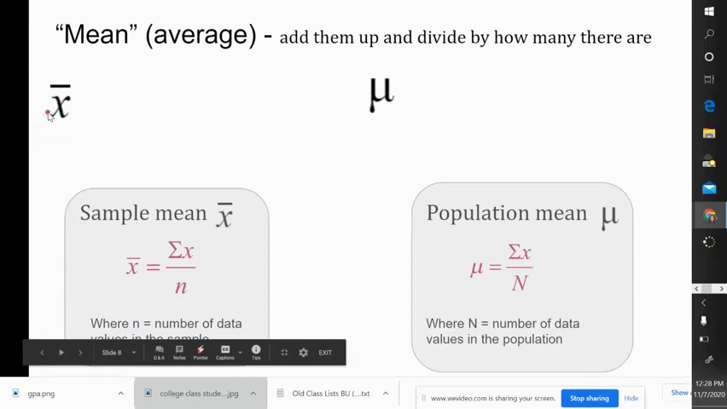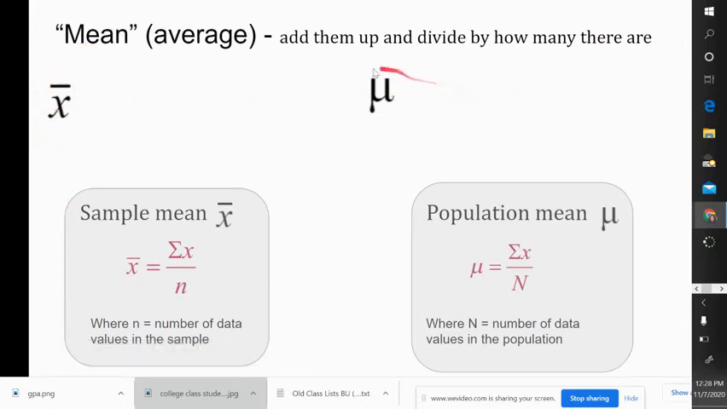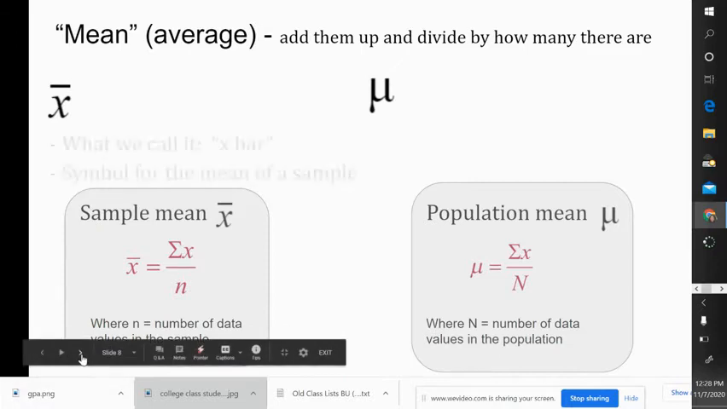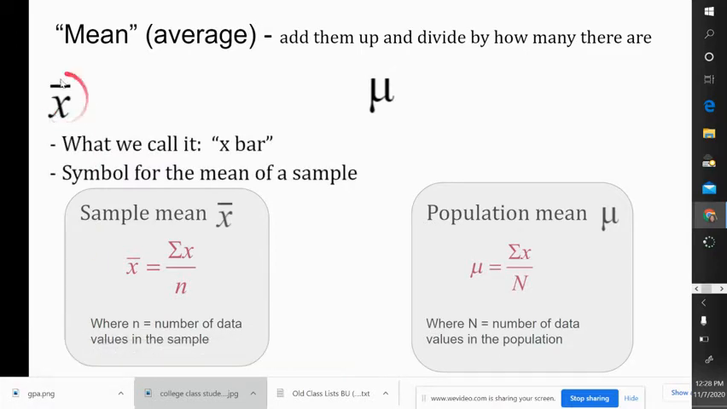So a couple other symbols. We've got this little guy and this little guy. These are two symbols that both tell you to take the average or the mean, add them up and divide by how many there are. But use this symbol when you're only talking about a sample. And what we read that as, we don't say this symbol, right? We call it X bar, and it's a symbol for the mean of a sample.